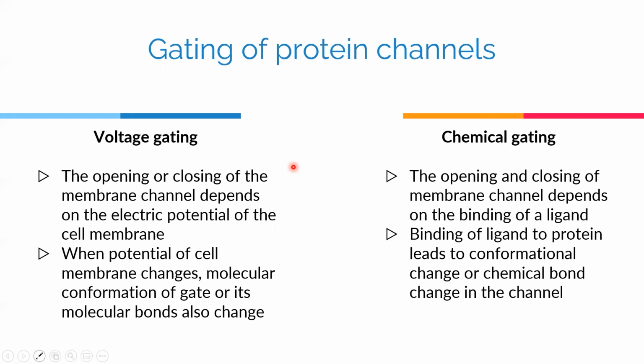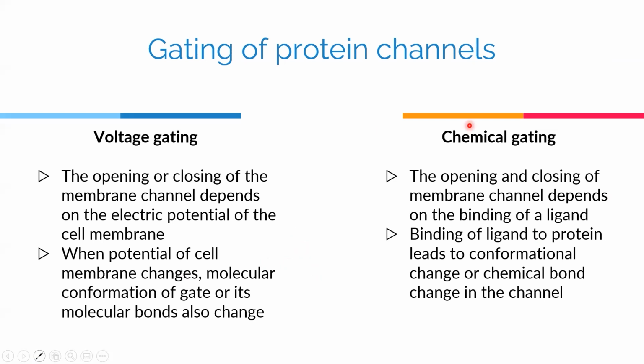As we know, the cell membrane itself is inherently negatively charged due to the glycocalyx layer on top of the cell membrane. But depending on the amount of charge on the cell membrane, voltage gated channels can open or close. When potential of the cell membrane changes, the molecular conformation of the gate or the molecular bonds in the protein channel itself change, which allow closing or opening of the voltage gated protein channel.